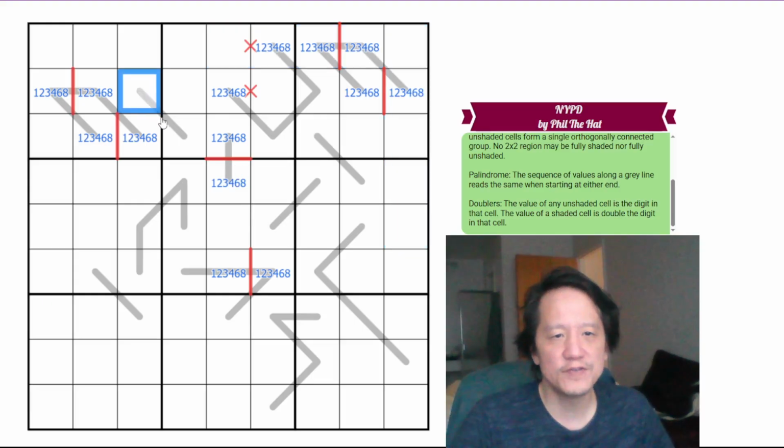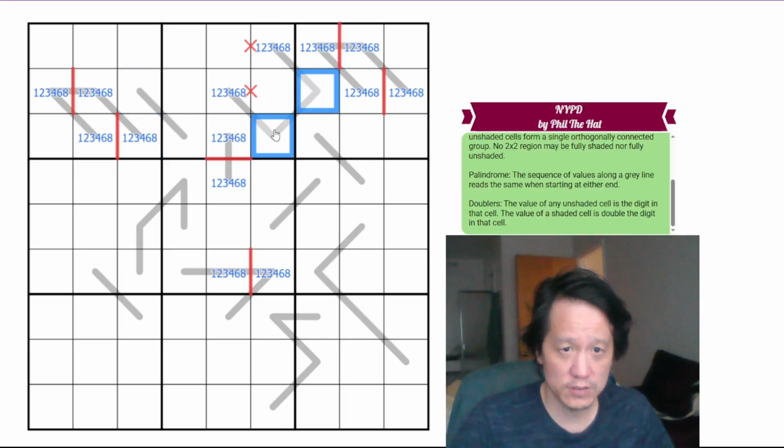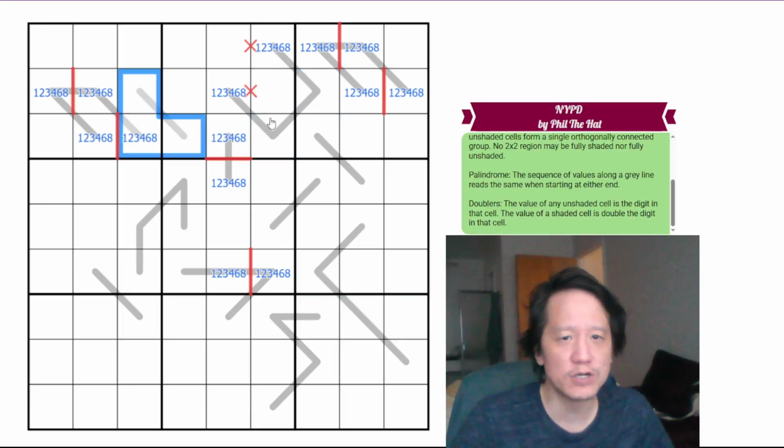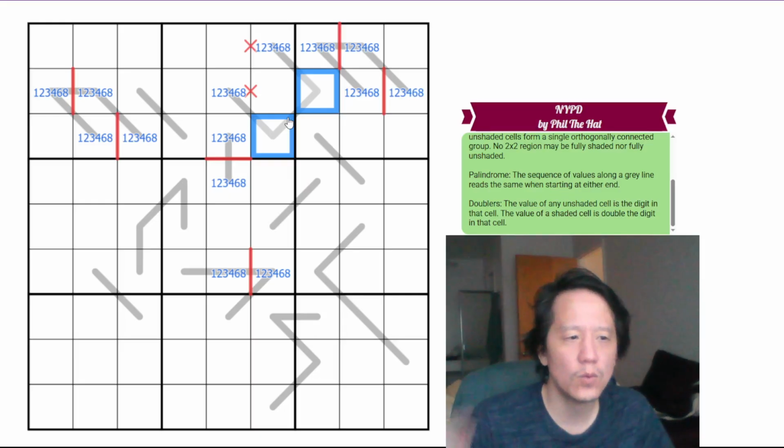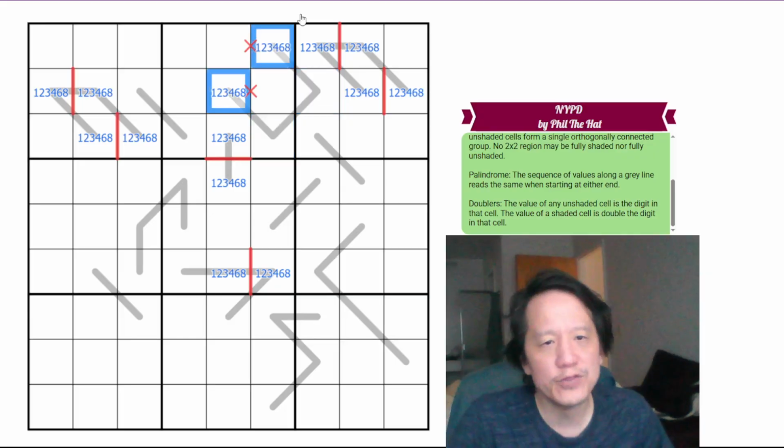So, if this is the same region and this is the same region, what does that mean? Well, at least one of these has to be a 579. Oh. Bingo. Okay. These two must be a pair. So the digit here.